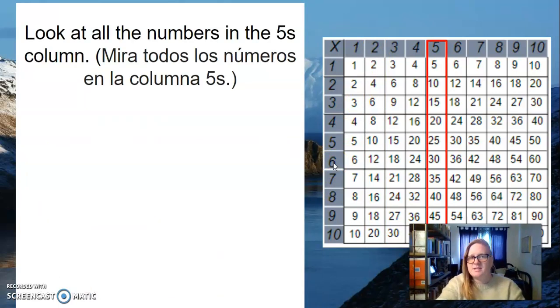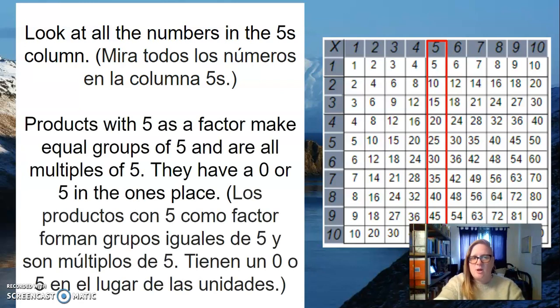So look at all the numbers in the 5's column. Products with 5 as a factor make equal groups of 5 and are all multiples of 5. They have a 0 or 5 in the ones place, right? So we have 5, 0, 5, 0, 5, 0, 5, 0, 5, 0, 5.